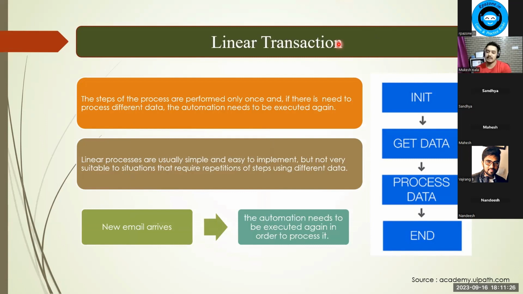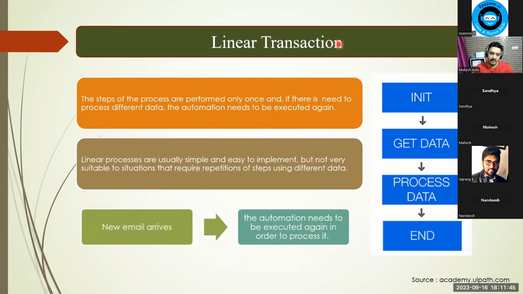It can be as simple as that, right? Go to a browser, put some data, extract the information, send an email. This you have to do only once. So whenever you say that, hey, I have to do this automation only once, you are referring to something which is called a linear transaction, right?